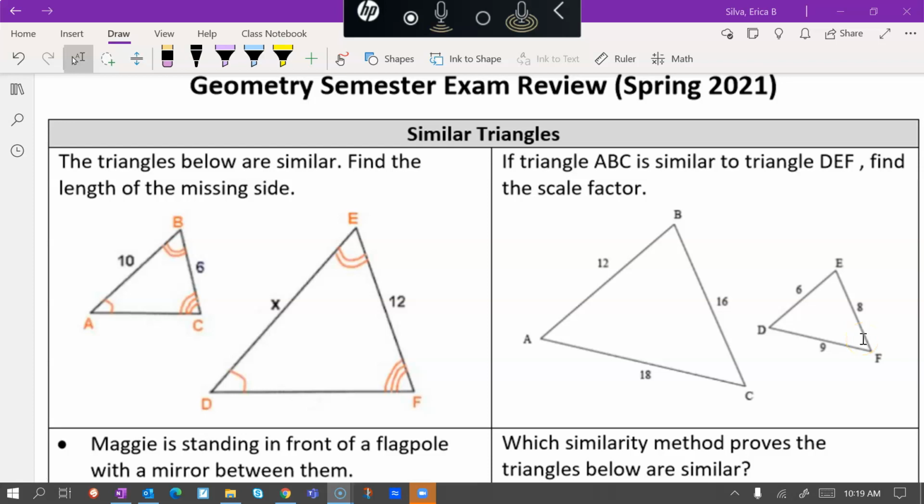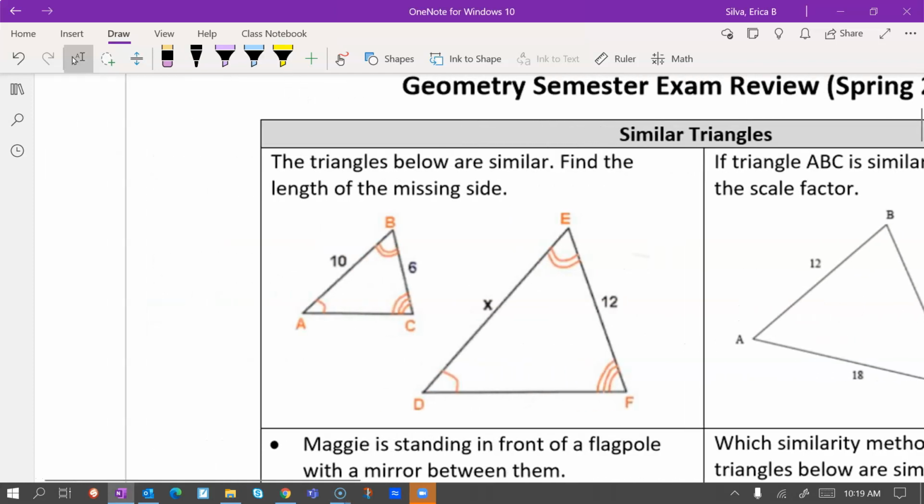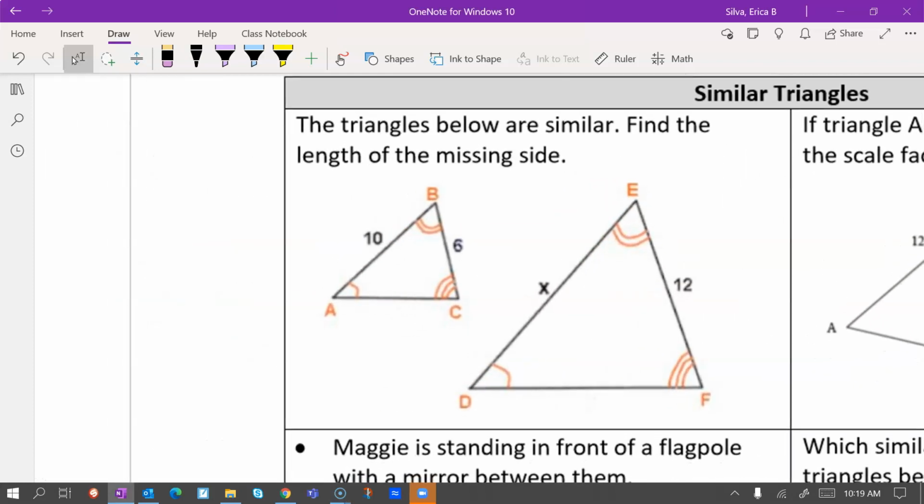All right, we're going to be going over the geometry semester exam review. We'll start with number 1, and we'll go as many problems as we can get through in 15 minutes.